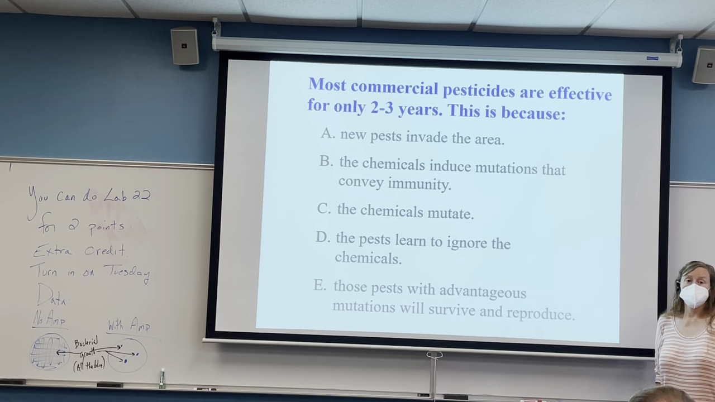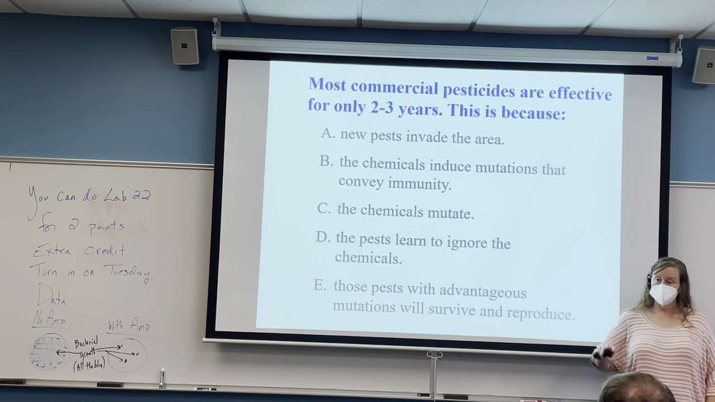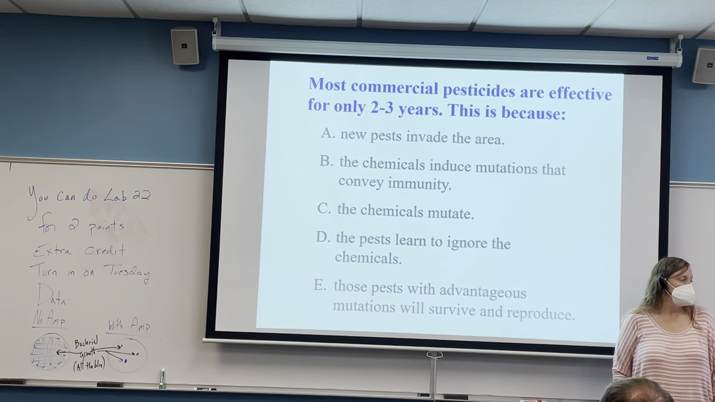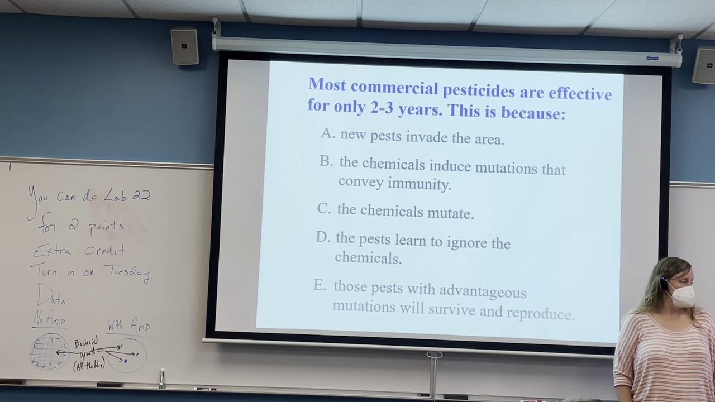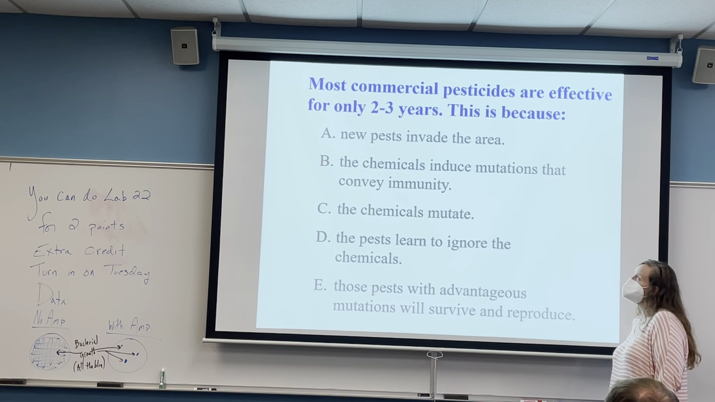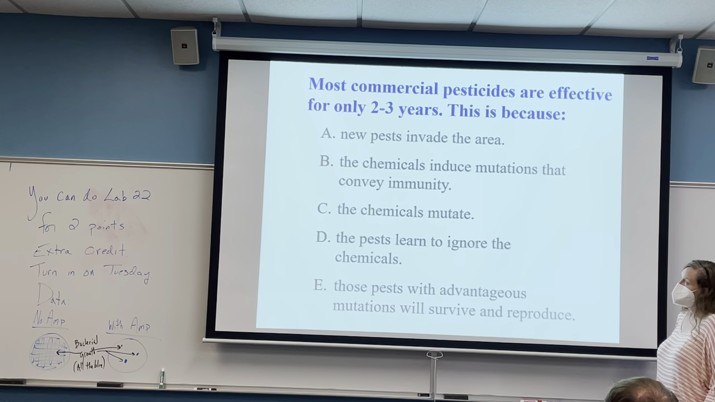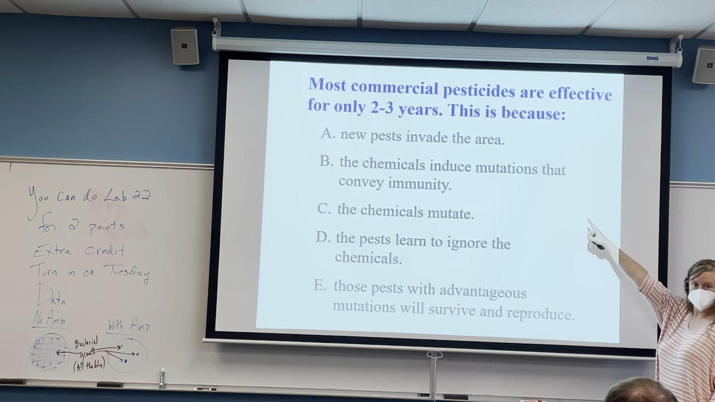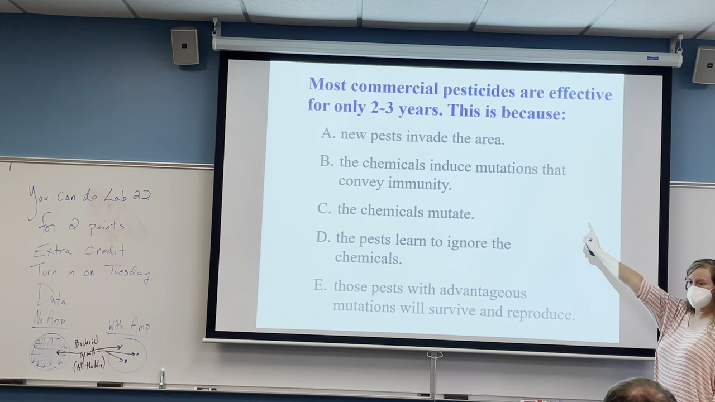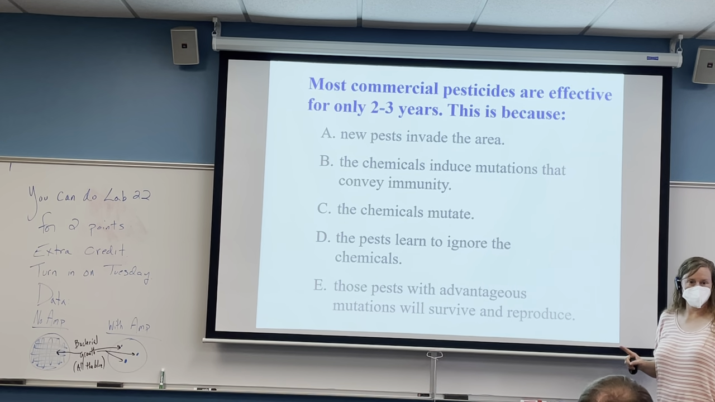Let's take a look at this question. Most commercial pesticides are effective for only about 2 to 3 years on average. Take a look at the choices. I want to take a look at B first. This is the tricky one. If you don't understand everything that we just went through, a lot of people will choose B who do not fully understand what I just talked about.